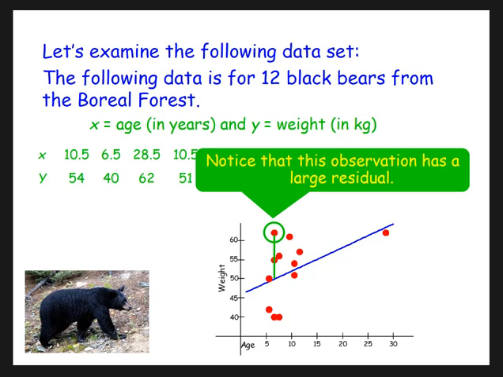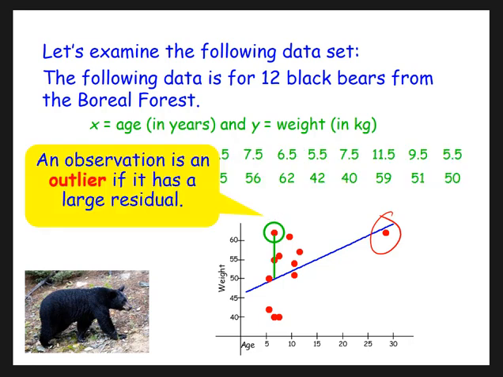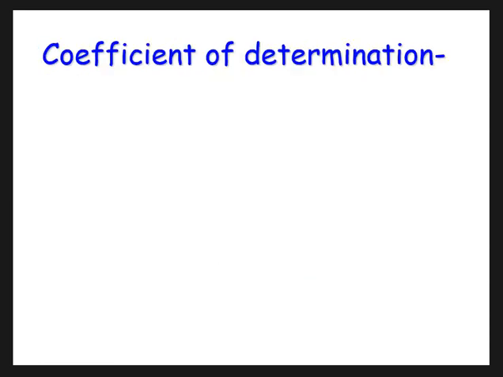Notice that this observation has the largest residual. It's the furthest away from the line going vertically. Even though this one is right on the line, it's still an extreme value because it's way away from the other data points. An observation is an outlier if it has a large residual. So that one's really not an outlier, it's an influential point. I should be careful how I say that. I said that was an outlier. It isn't. It's an influential point because it's way away from the others. It has a drastic effect on the results if we leave it in the data set or remove it. But it's not an outlier. An outlier is determined by the distance from the line.